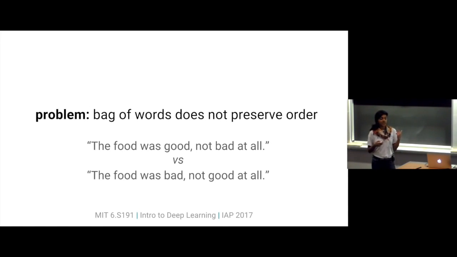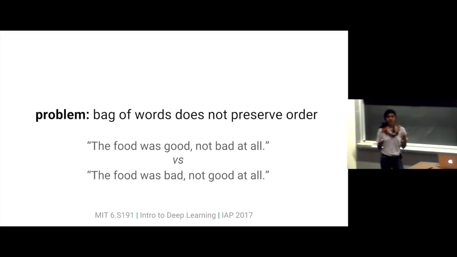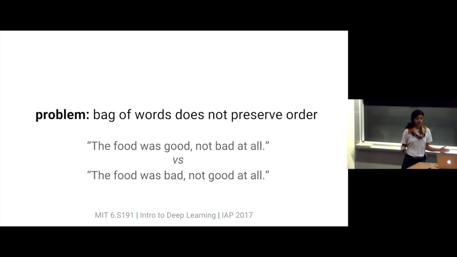Let's say we have these two sentences. The food was good, not bad at all, and the food was bad, not good at all. These have completely different semantic meanings, but in their bag of words representation, they would be exactly the same because they contain the same set of words. So this is clearly a problem if our network isn't able to distinguish between these two sentences. We know now that we want to preserve the order of our sequence.